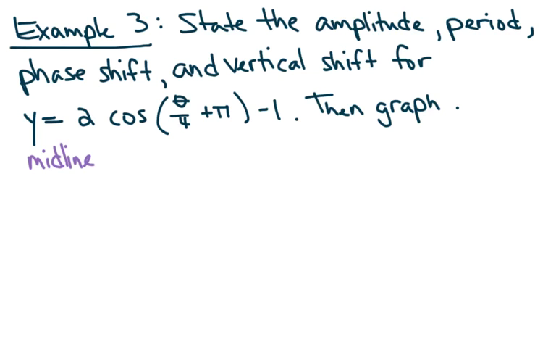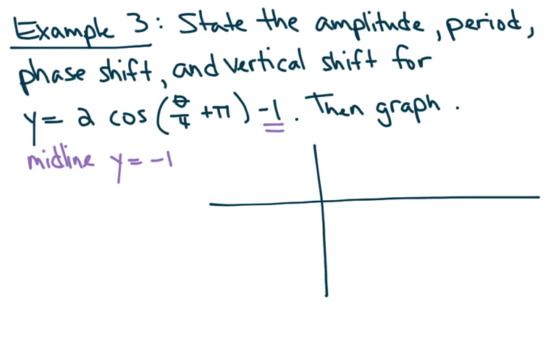The graph gets moved down 1. So the first thing I'm going to do is I'm going to draw a line here. And this is at -1. That is the line that the graph is going to oscillate about.